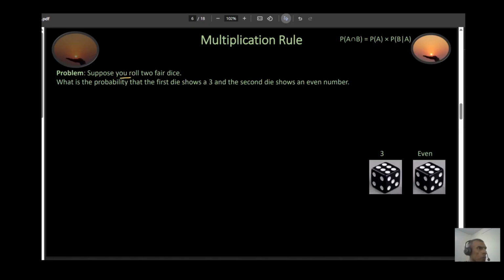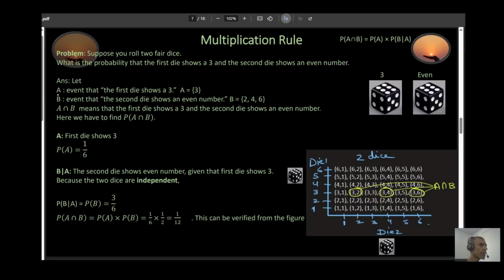Suppose you roll two fair dice, this one right here. What is the probability that the first die shows 3 and the second die shows an even number? This one, 3, and this one, an even number. So let A be the event that the first die shows a 3. 3 right there.